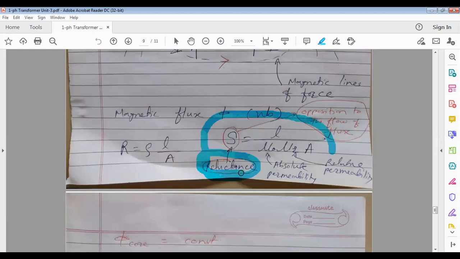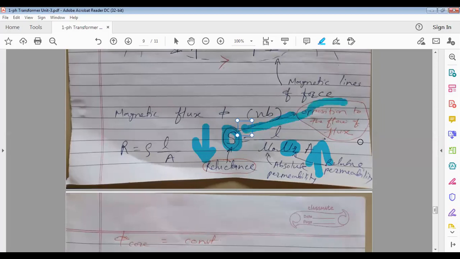See, reluctance, capital S. The formula is L divided by mu 0 mu r A. Mu 0 is absolute permeability, mu r is relative permeability. This mu r for magnetic material like silicon steel and cast iron is very high, in some thousands. So as mu r is more, reluctance, that is opposition to the flow of flux, will be less. See here, what is capital S? Reluctance. Reluctance is opposition to the flow of flux, so that will be less.